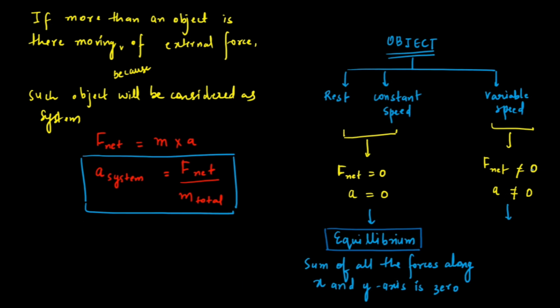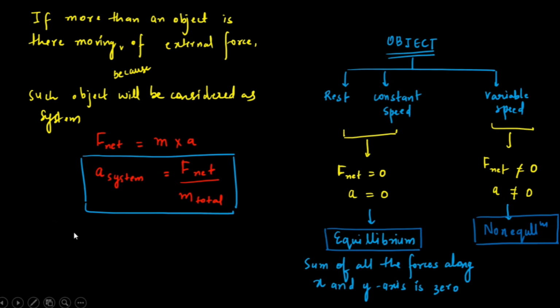Whereas if net force is not equal to 0, it will give us non-zero acceleration, and that condition is said to be non-equilibrium. In this state, the sum of all the forces is not 0, that is, F net is not 0. So these are the two states of an object: one is called equilibrium, the other is called non-equilibrium. You have to remember this as well.